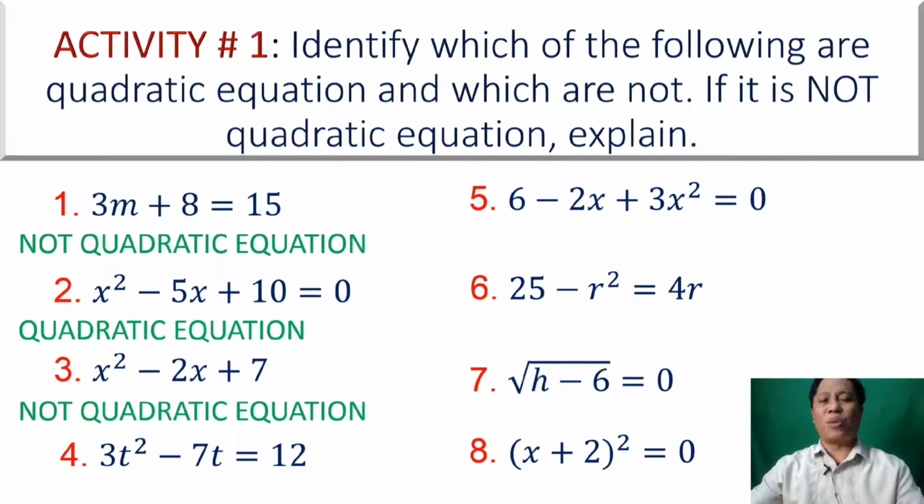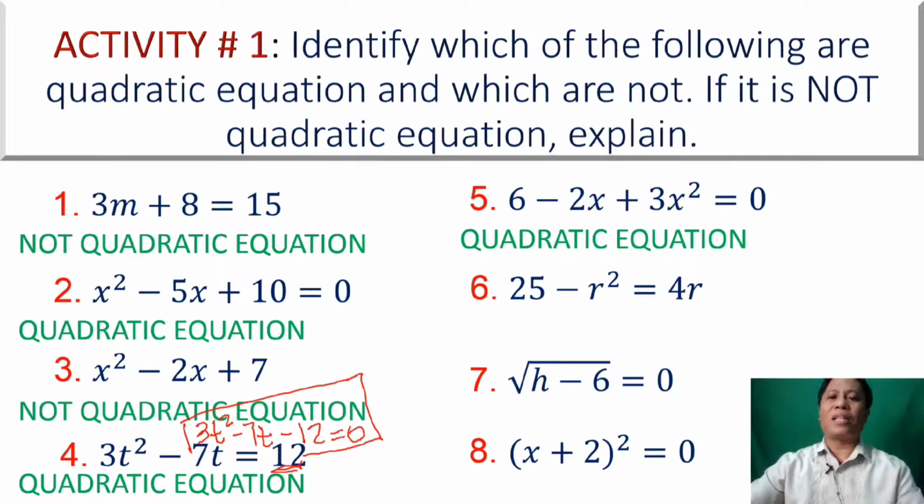How about number 5? 6 minus 2x plus 3x squared equals 0. Okay, so this is a quadratic equation. Again, number 5 is a quadratic equation but not written in standard form. If you want to write it in standard form, you simply arrange the terms. So the 3x squared will come first, followed by negative 2x, followed by positive 6 equals 0.